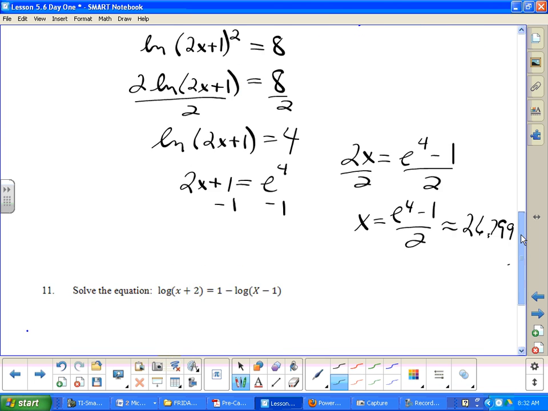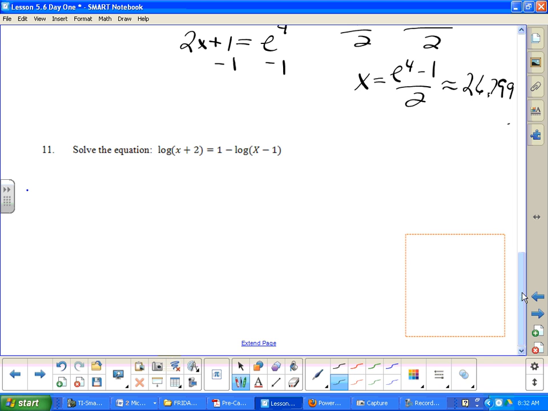Okay, one more. We did a couple with natural log. Let's look at one with a common log.